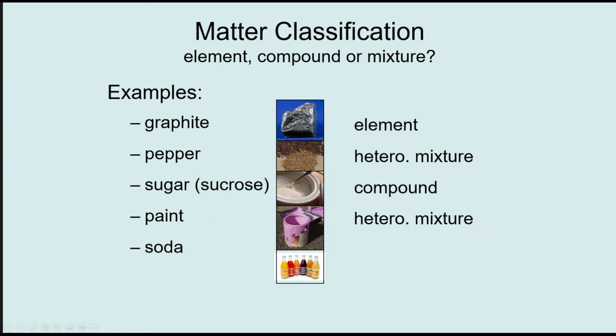What is paint? Paint is a heterogeneous mixture. We know that it's a mixture because you have to stir it. It settles once it sits too long. And then finally, soda pop. Soda pop is a homogeneous mixture. Homogeneous mixtures can also be called solutions.